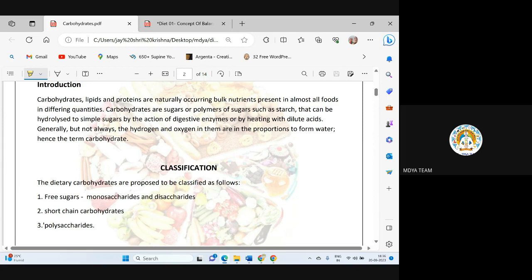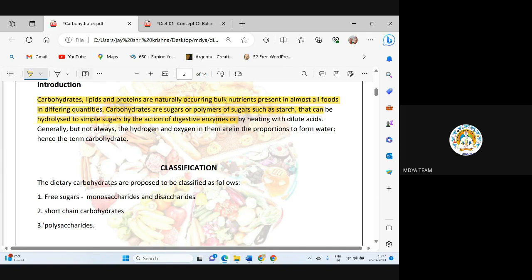So carbohydrates, lipids, and protein are naturally occurring bulk nutrients present in almost all food in different quantities. This line we discussed yesterday. Lipids are fats. So these three are macronutrients, and these are the most occurring nutrients because they are required by our body in more quantity. Carbohydrates are sugars, basically polymers of sugar such as starch that can be hydrolyzed to simple sugar by the action of digestive enzymes. You can read this slide. I will explain in simple words.